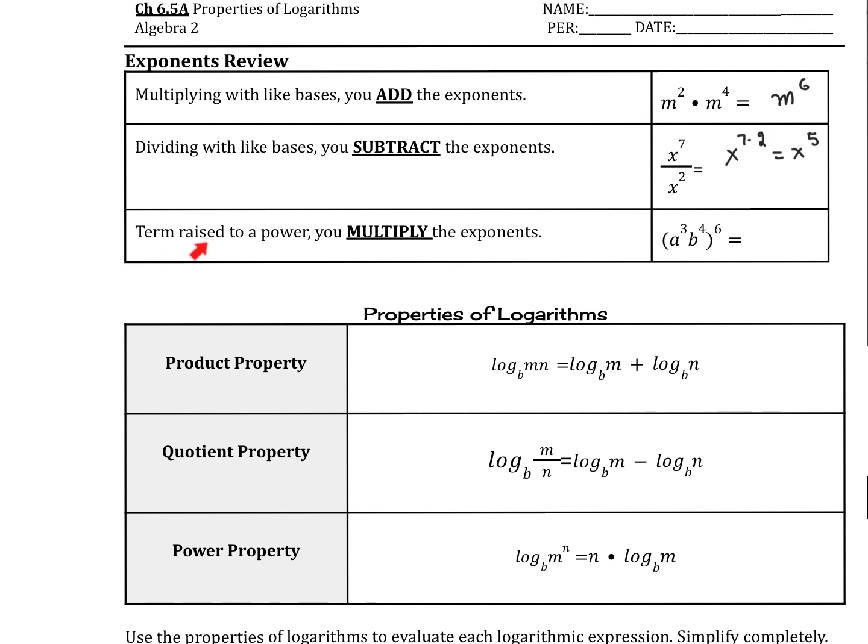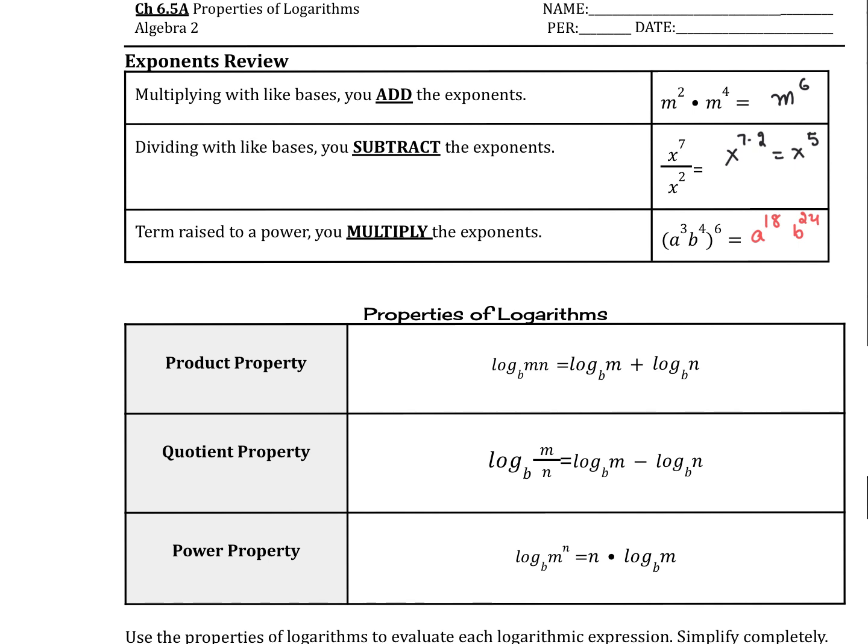Next is a term raised to a power. You multiply the exponents. Here you multiply the 6 with the 3 and the 6 with the 4. So the answer is a to the power 18 and b to the power 24.